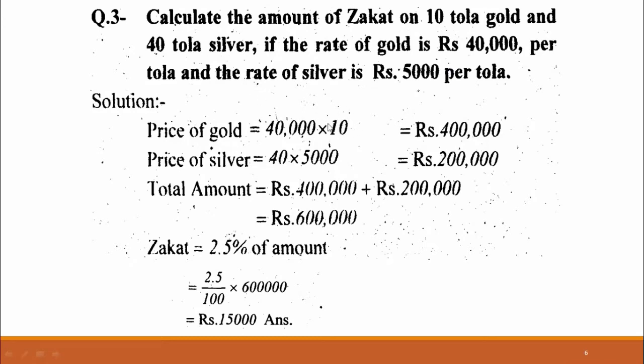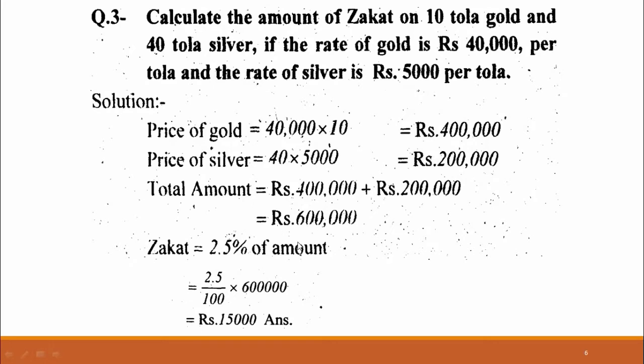Since we have in this question 10 tola gold and 40 tola silver, 40,000 is the amount of per tola gold. So 10 multiplied by this, we obtain 400,000. And now per tola silver amount is 5,000. So 5,000 multiplied by 40, because it is given that there are 40 tola silver, we obtain 200,000. So the total amount is 4 lakh plus 2 lakh, equal to 6 lakh.